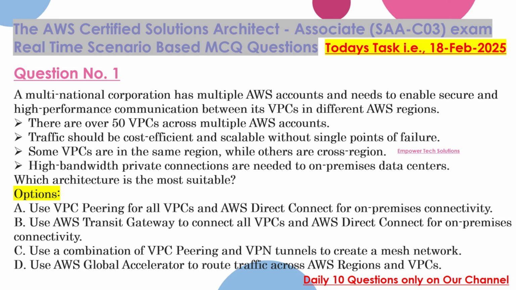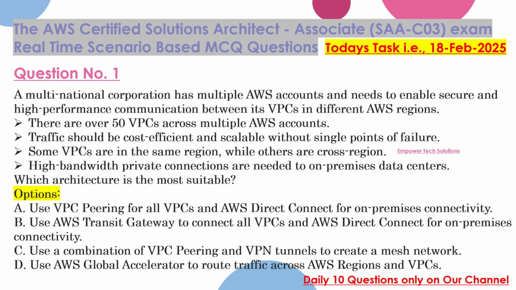Question 1. A multinational corporation has multiple AWS accounts and needs to enable secure and high-performance communication between its VPCs in different AWS regions. There are over 50 VPCs across multiple AWS accounts. Traffic should be cost-efficient and scalable without single points of failure. Some VPCs are in the same region, while others are cross-region.